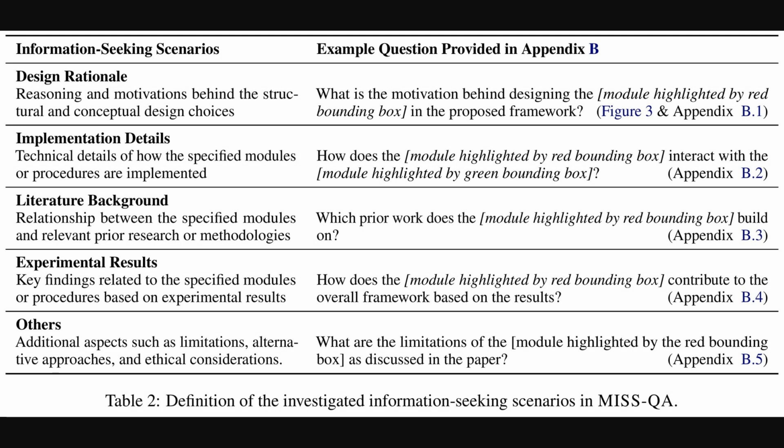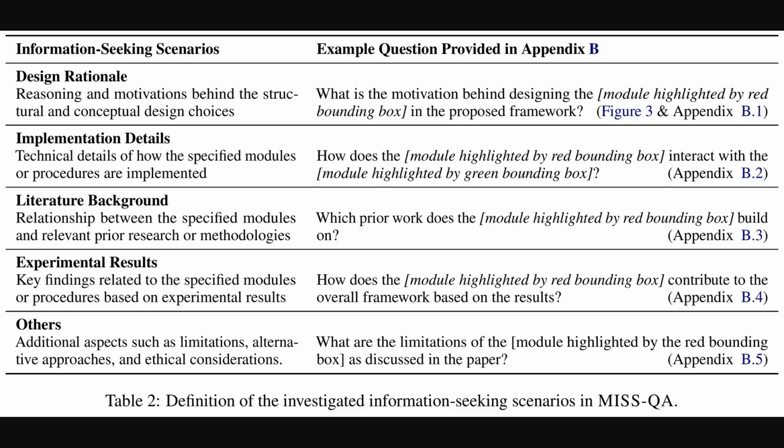This table then details the different kinds of questions those human experts created, which are called information-seeking scenarios. It shows that the benchmark doesn't just ask one type of question. Instead, it covers 5 distinct areas, like asking for the design rationale or the why behind a choice, implementation details or the how, and even questions about literature background and experimental results. This variety is key. It ensures the models are being tested on a really broad range of reasoning skills, not just simple lookup tasks.